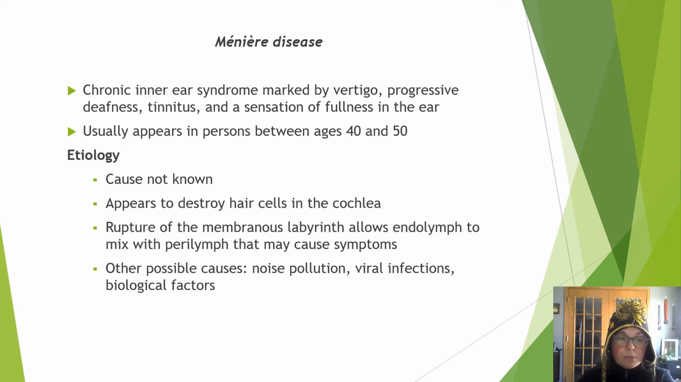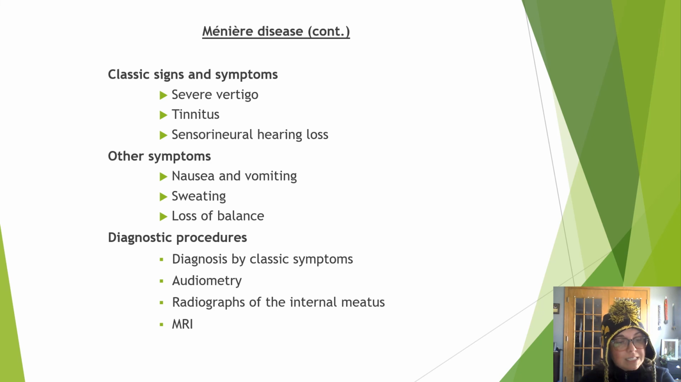The rupture of the membranous labyrinth allows endolymph to mix with perilymph, which may bring about symptoms as well. So other possible causes could be noise pollution, viral infections, and there are biological factors. Classic signs and symptoms of Meniere's disease include severe vertigo, tinnitus, sensorineural hearing loss, I'm so sorry. There is nausea, vomiting again, sweating, and loss of balance.